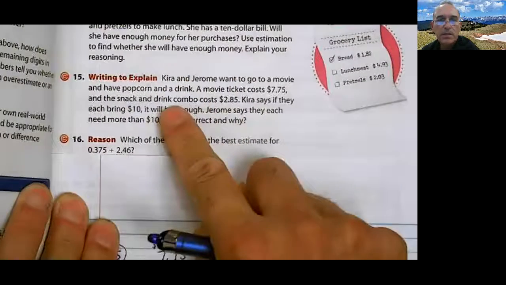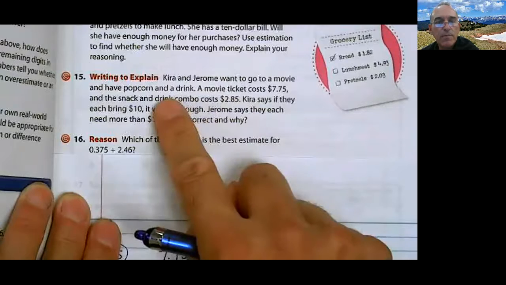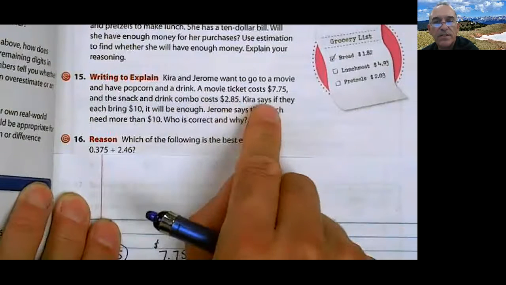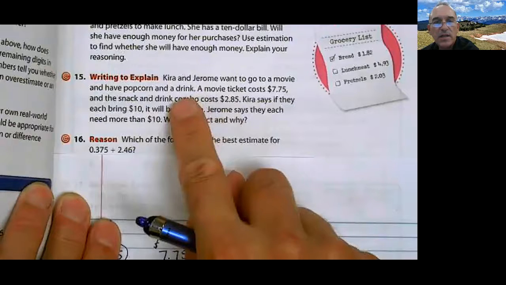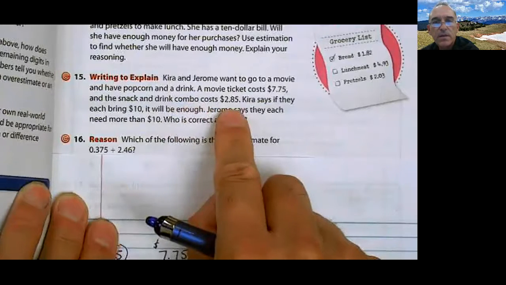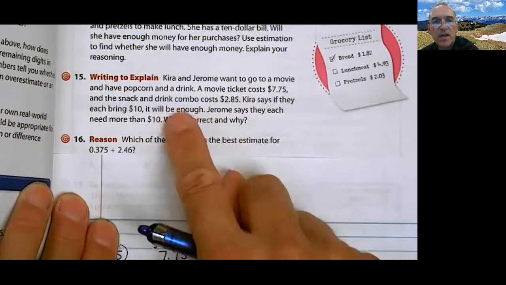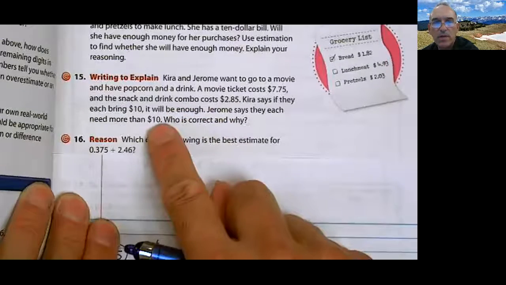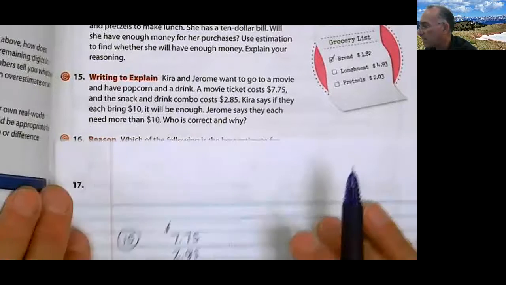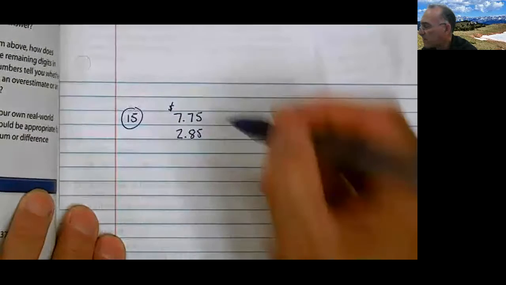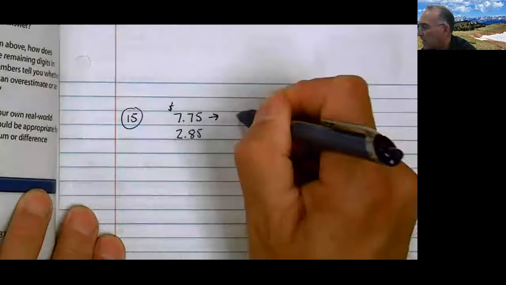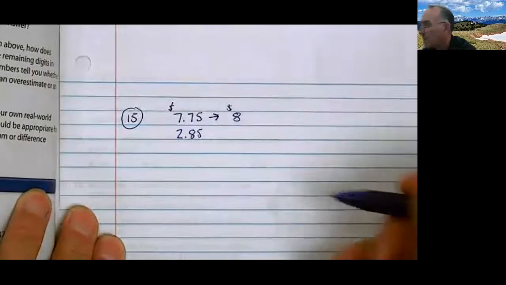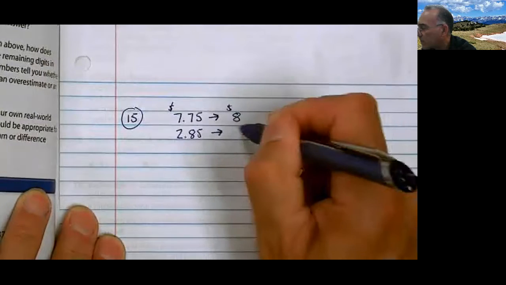Number 15, if I can get it in the book. There it is. Take a look. Kia and Jerome want to go to a movie and have popcorn and a drink. A movie is $7.75. The snack and drink combo is $2.85. Kira says, if they each bring $10, it will be enough. Jerome says, they each need more than $10. Who is correct? So it's $7.75 to get a ticket. I would estimate that as $8, right? Here's the snacks, $3.